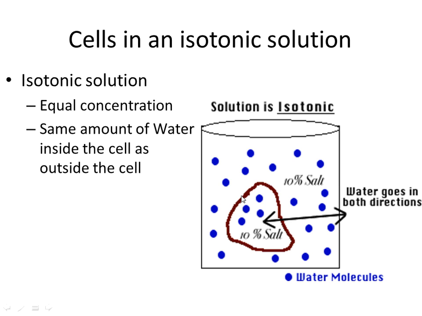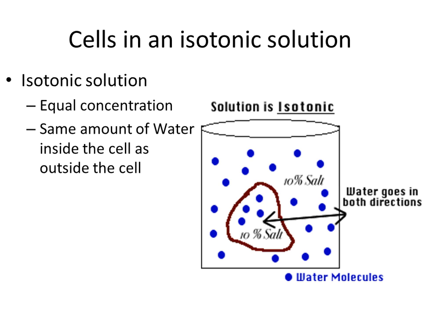Isotonic solutions are when the concentration of the water on the inside of the cell and the concentration of the water on the outside of the cell are equal. Also, the concentration of any of the dissolved substances inside the cell is equal to the dissolved substances on the outside of the cell. So there's just as much water on the inside as there is on the outside, and there's just as much salt on the inside as there is on the outside.